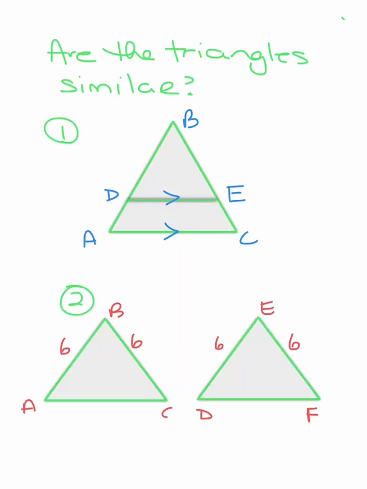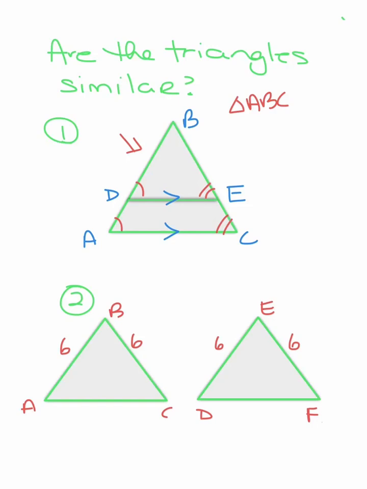The first question asks, are the triangles similar? So when looking at number 1, I have two triangles. I have triangle ABC, the bigger one, and I also have this triangle here, so I want to see if they're similar. Now the lines are parallel, they're marked, so I know that angle D and angle A are congruent because they're corresponding angles. I can actually say the same thing over here. E and C are also congruent.